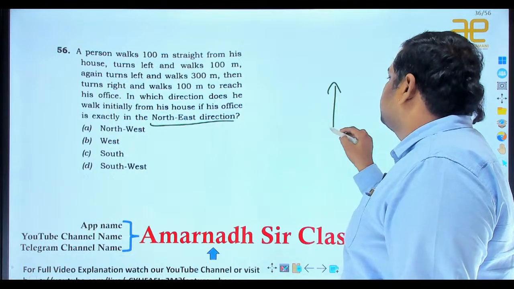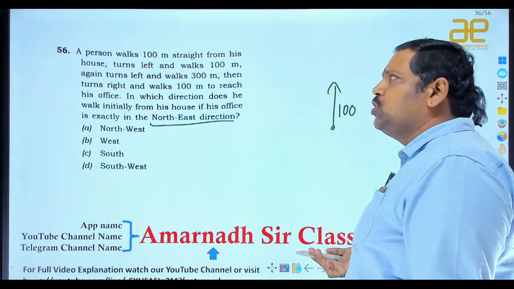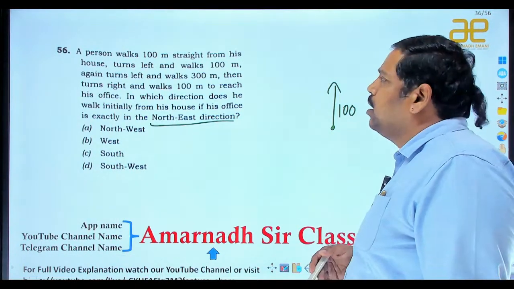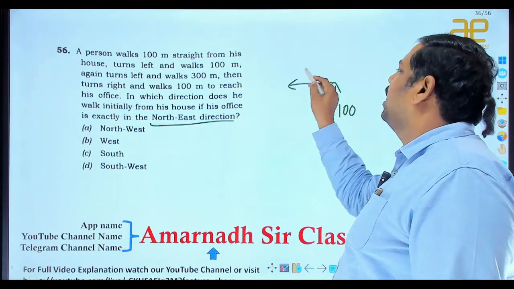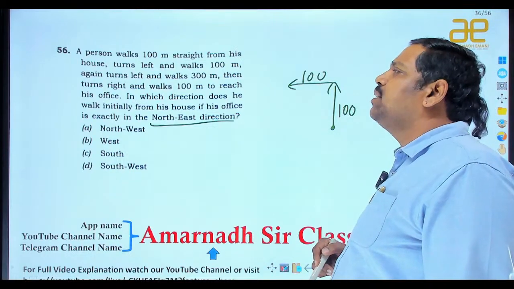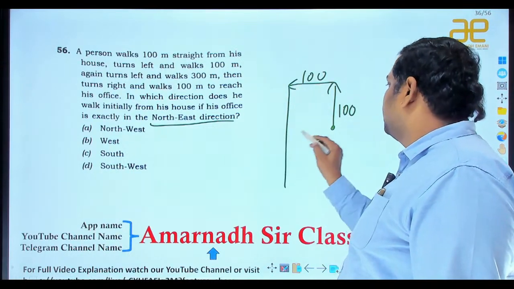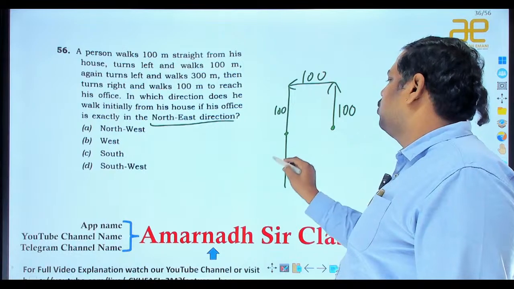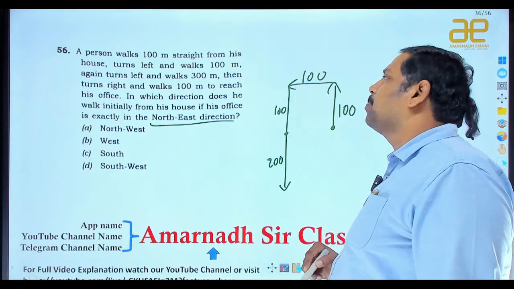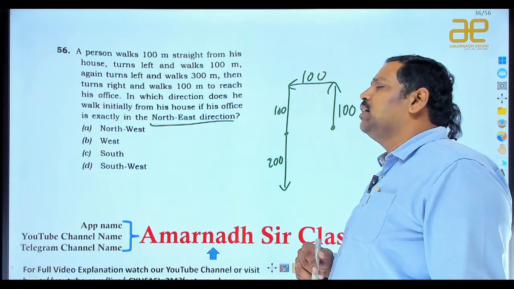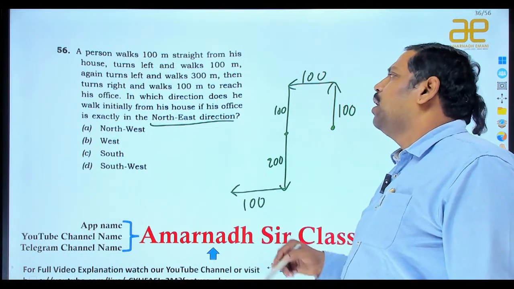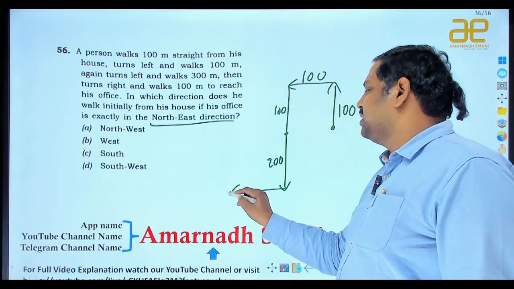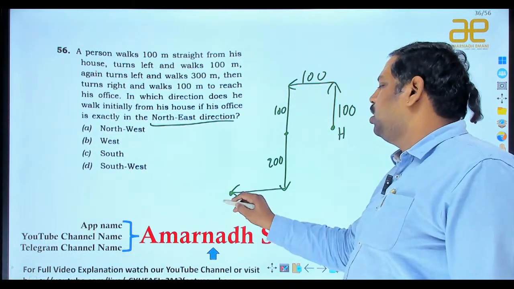So assume this is his home. He walked north, I am assuming like that, one direction, right from his house, turns left and walks for another 100. Again turns left and walks for 300. 300 means more than this, this is 100, this is 200, total is 300. Then turns right, this is the direction, and walks for 100 meters. Reach his office. This is the home and this is the office.